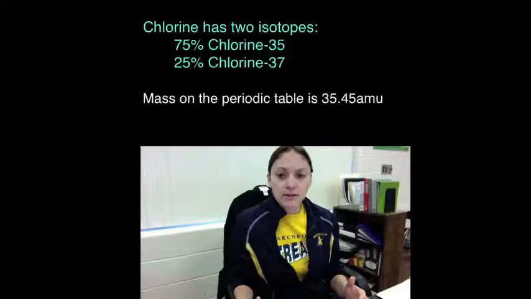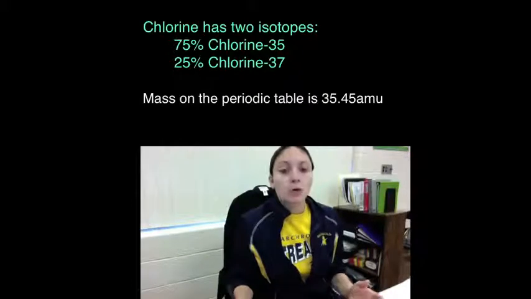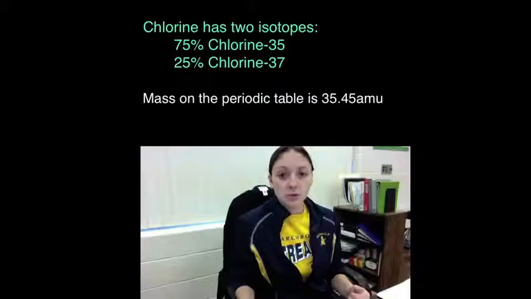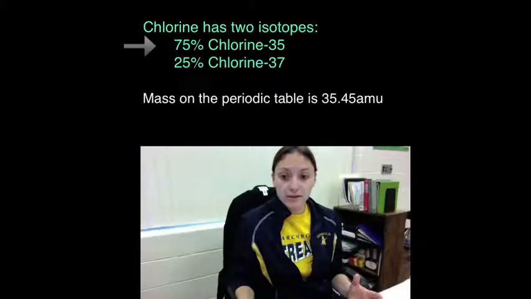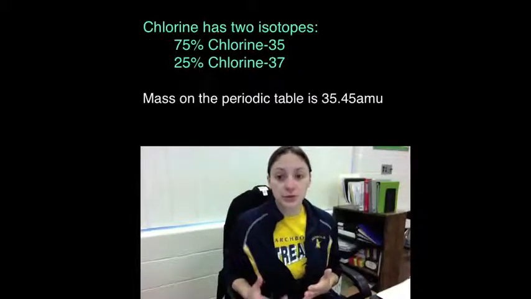So for example, the atomic mass of chlorine is 35.45 AMU. That's what it says on the periodic table. Well, chlorine exists naturally as 75% chlorine-35 and 25% chlorine-37. So we can conclude that chlorine-35 atoms are in greater abundance than chlorine-37 and affect the mass more, because the mass itself is closer to 35.